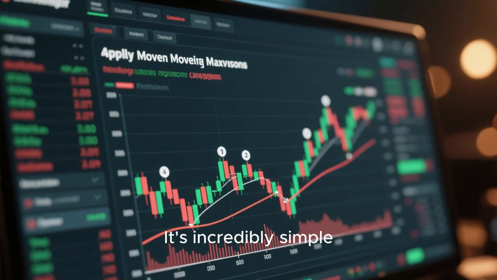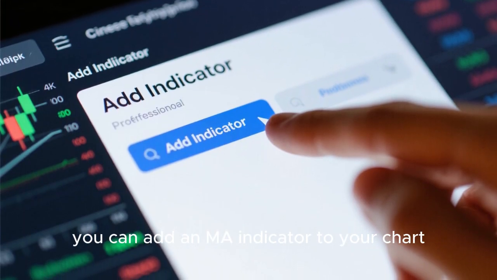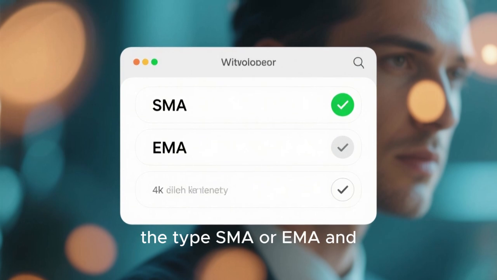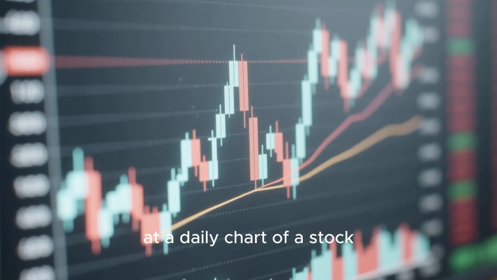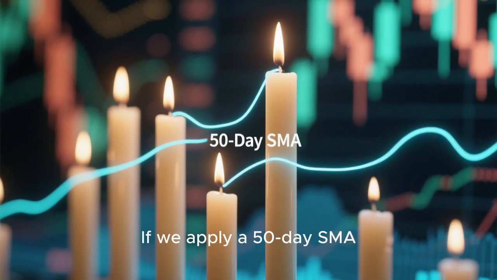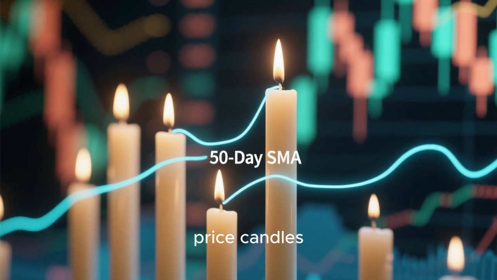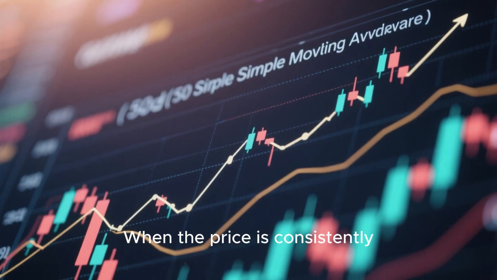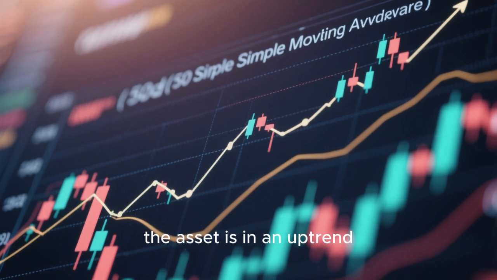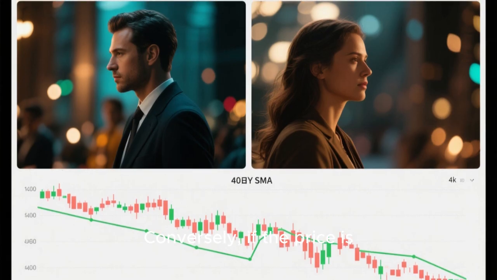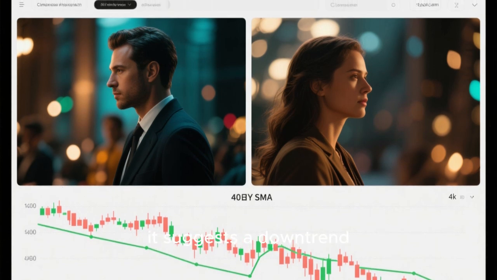It's incredibly simple. On any trading platform, you can add an MA indicator to your chart. You'll then be prompted to choose the type, SMA or EMA, and the period length. Let's say we're looking at a daily chart of a stock. If we apply a 50-day SMA, you'll immediately see a smooth line drawn over the price candles. When the price is consistently trading above this 50-day SMA, it's a general sign that the asset is in an uptrend. Conversely, if the price is consistently below the 50-day SMA, it suggests a downtrend.